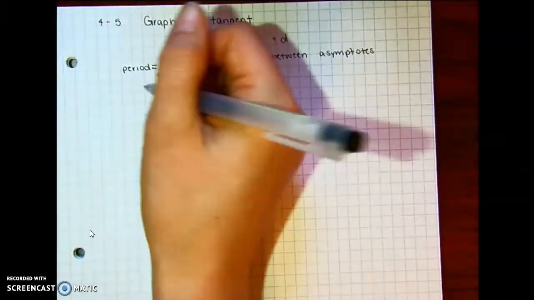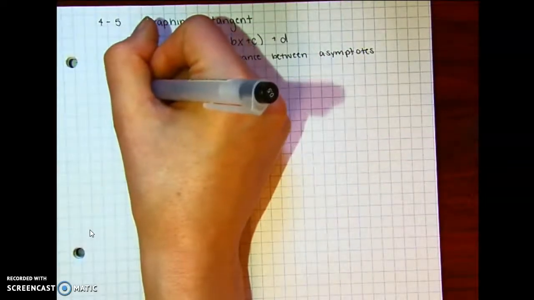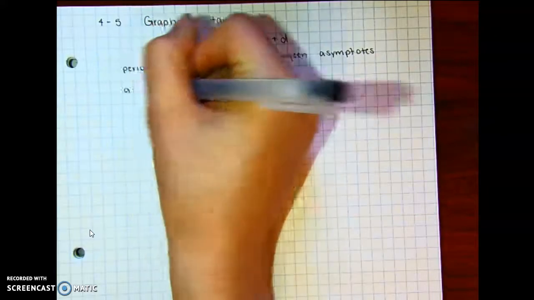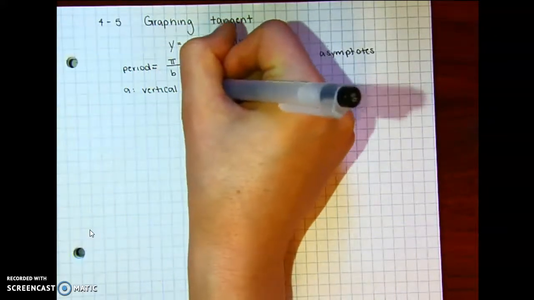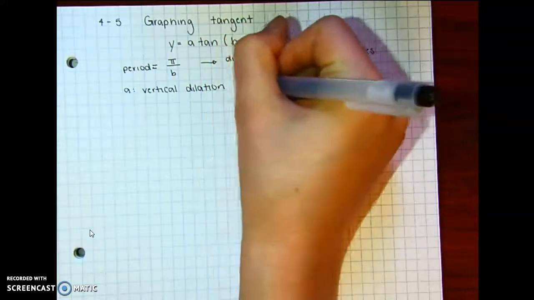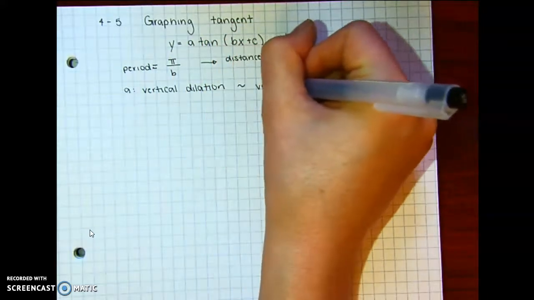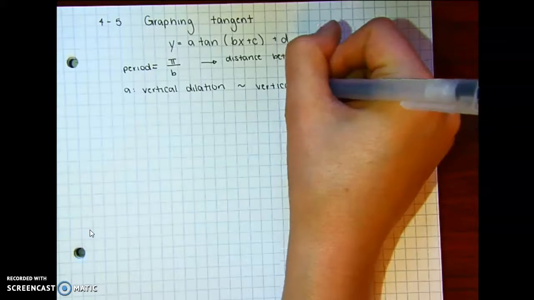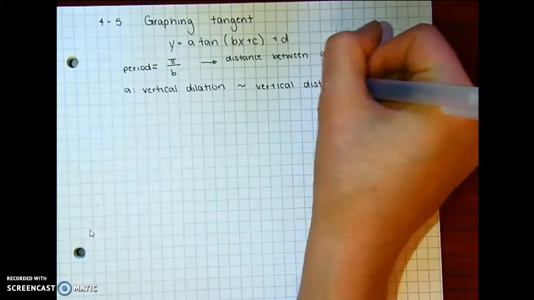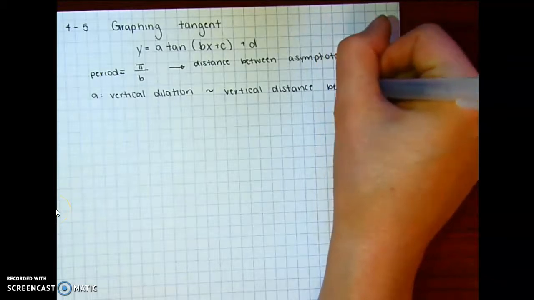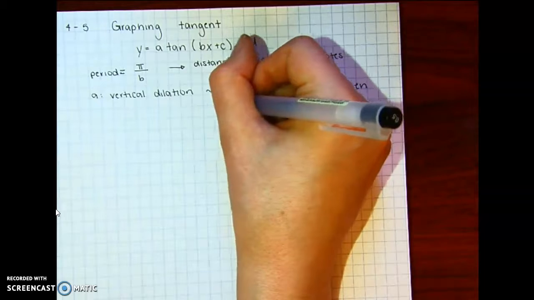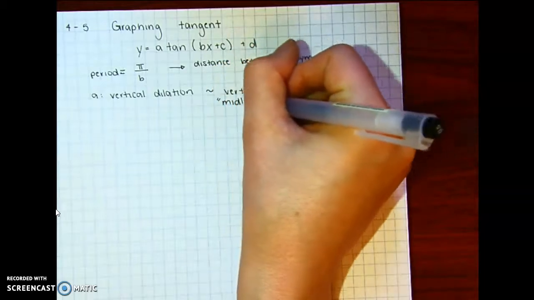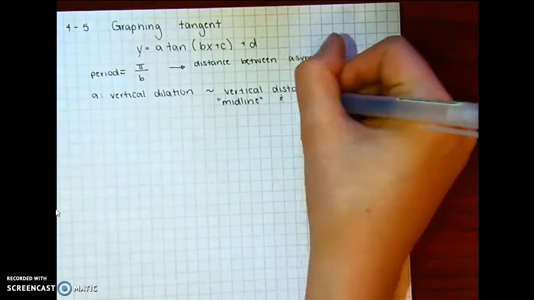Okay. A can be like a vertical dilation. So it's your vertical distance between your midline, which I'm going to put in quotes because we don't actually graph it typically, and your critical points.